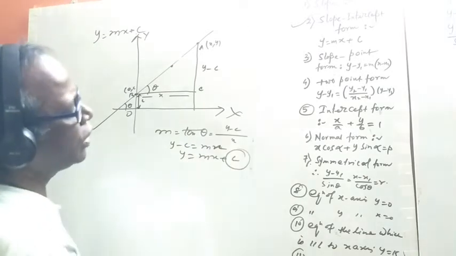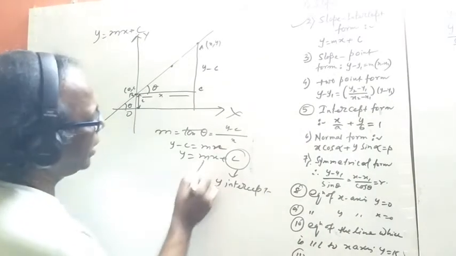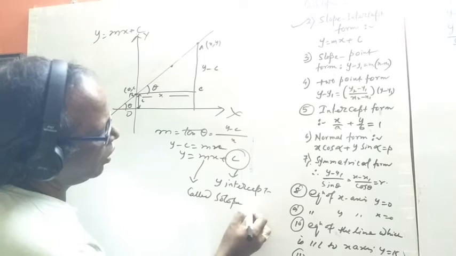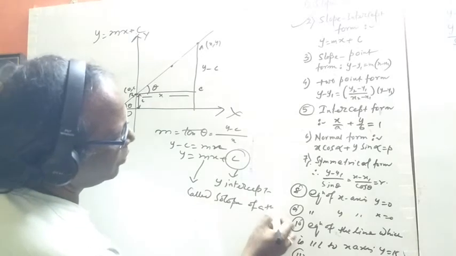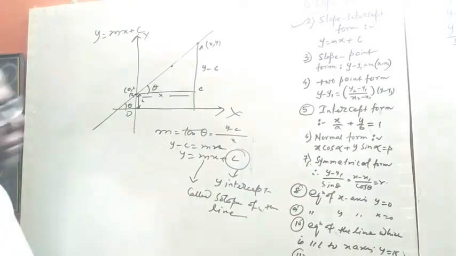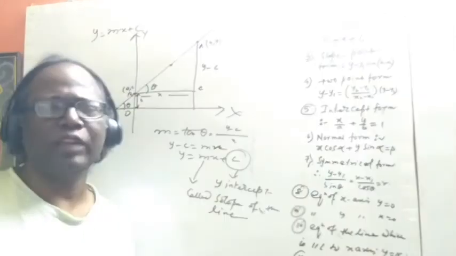So c is called the y-intercept. And m is called slope of the line. Okay. So this is the explanation of the slope intercept form of a line, y equal to mx plus c.